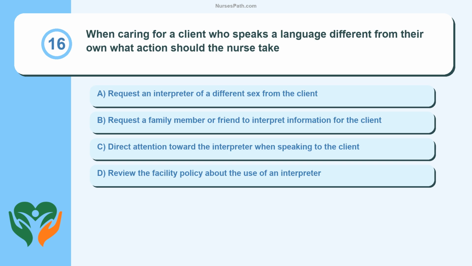Question 16. When caring for a client who speaks a language different from their own, what action should the nurse take? Request an interpreter of a different sex from the client. Request a family member or friend to interpret information for the client. Direct attention toward the interpreter when speaking to the client. Review the facility policy about the use of an interpreter.